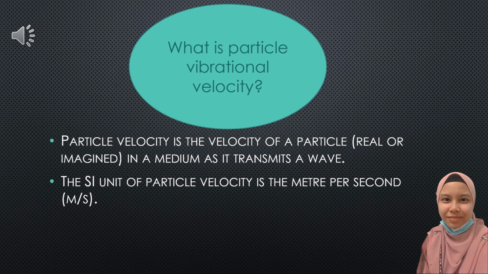Today I would like to discuss about particle vibrational velocity and wave propagation velocity. What is particle vibrational velocity? Particle velocity is the velocity of a particle, real or imagined, in a medium as it transmits a wave. The SI unit of particle velocity is the meter per second, which is ms power of -1.